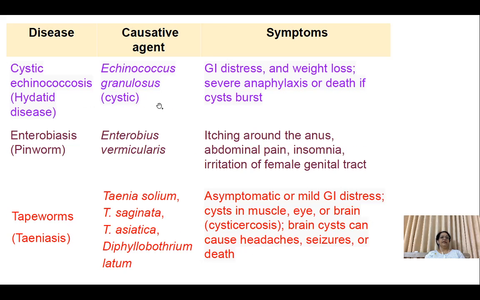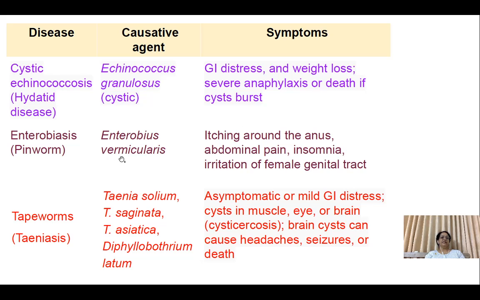Next helminth is Echinococcus granulosus. This causes infection of the gastrointestinal tract which is called cystic echinococcosis or hydatid disease. There is gastrointestinal distress as well as weight loss because of this infection. There is severe anaphylaxis or death if a cyst of Echinococcus granulosus bursts, which may enter the meningeal region in the brain, and here it is a life-threatening condition.